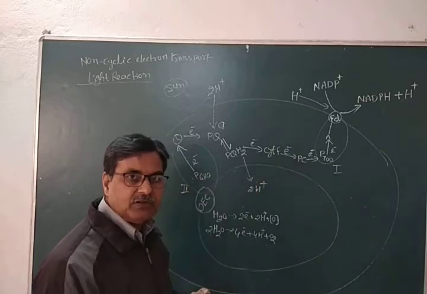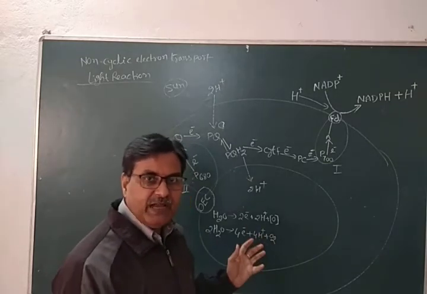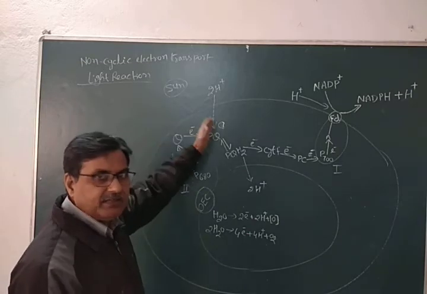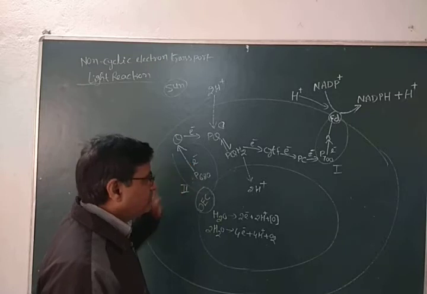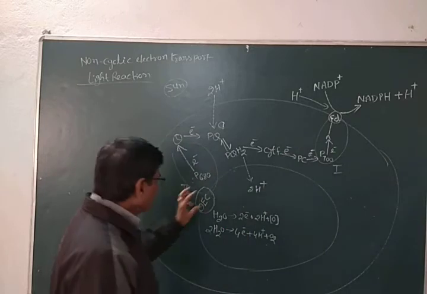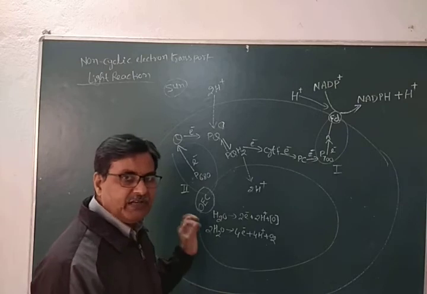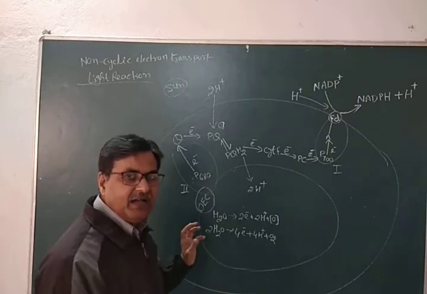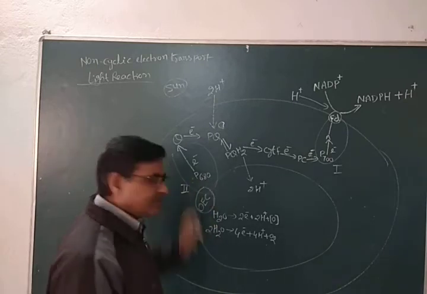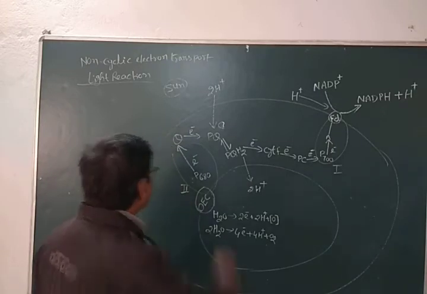Likewise, photosystem 1 also consists of different pigments, including chlorophyll A, chlorophyll B, as well as carotenoids. Now we are going to start this non-cyclic electron transport from photosystem 2, and then we will discuss photosystem 1. Photosystem 2 consists of many pigments, in which one chlorophyll A680 forms the reaction center and the other pigments form the accessory pigments. All these accessory pigments, like chlorophyll A, chlorophyll B and carotenoids, trap the light energy.